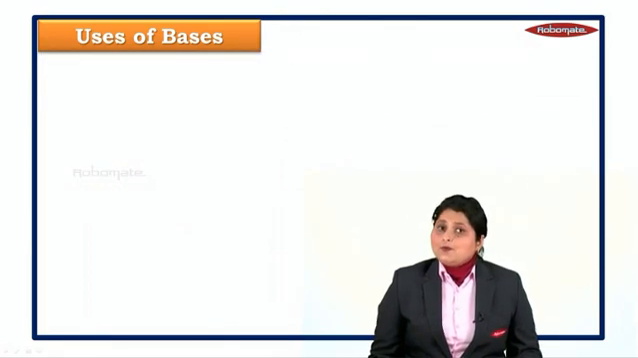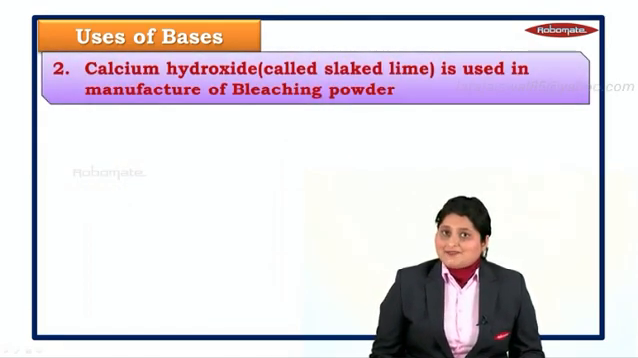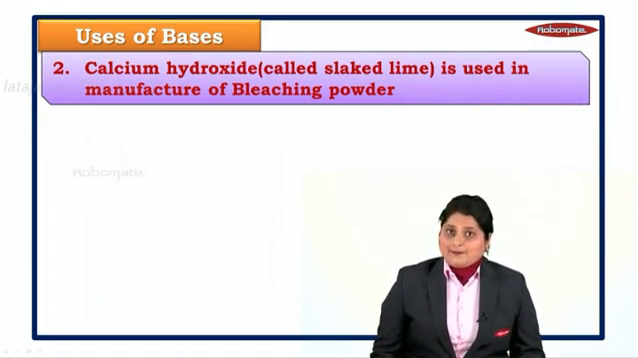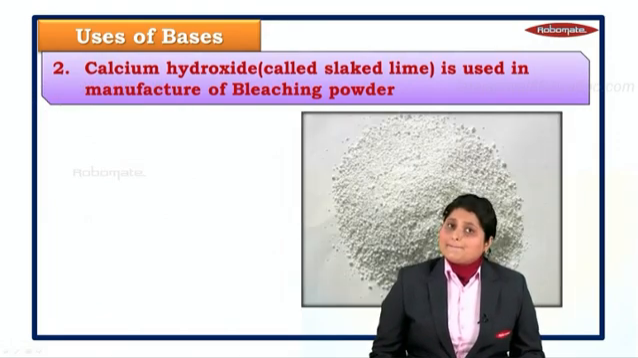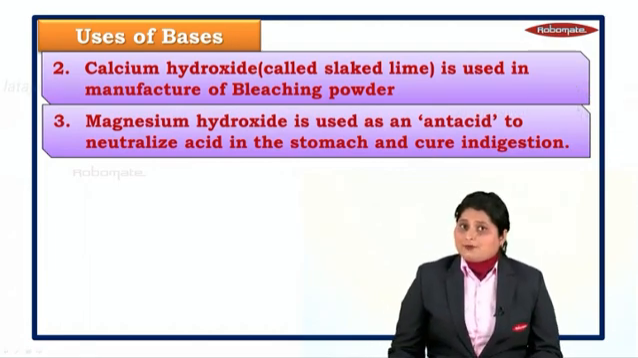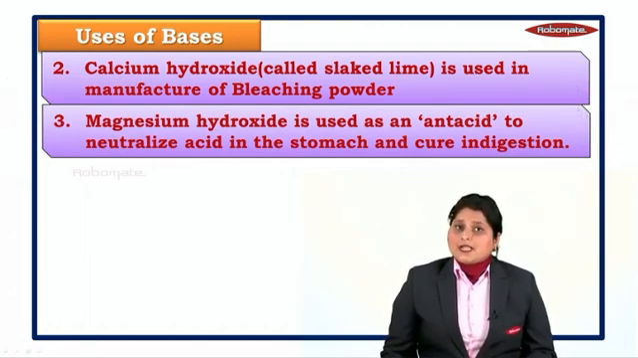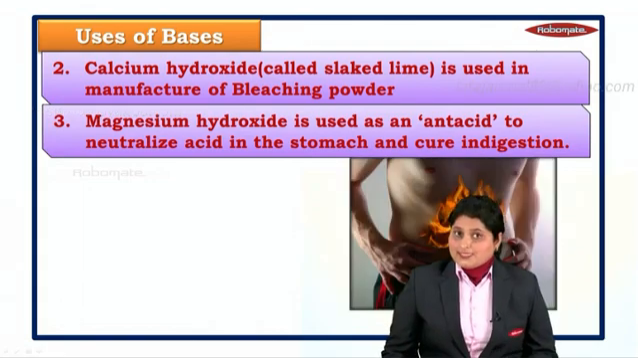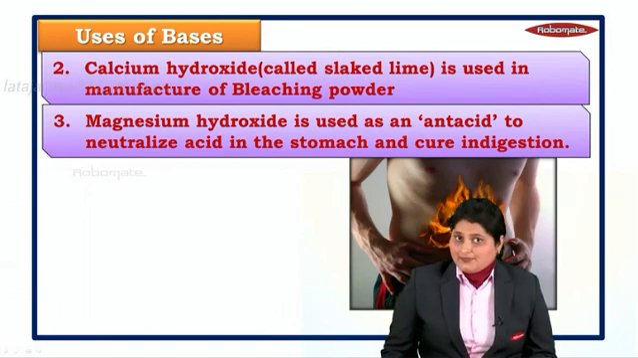Let's understand something more about bases. The next base that we have is calcium hydroxide, also called slaked lime. Now this calcium hydroxide is used in the manufacture of bleaching powder. The next base that we have is magnesium hydroxide. Now magnesium hydroxide is used as an antacid to neutralize acid in the stomach and to cure the problem which is called indigestion. There is acidity, so you take ENO, and that is nothing but the antacid that we call.